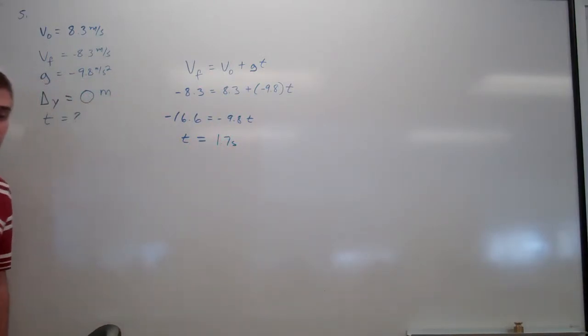That's how long it's in the air for to go up and down. There's lots of different ways to do this problem. You could also figure out how long it takes to go up and multiply it by 2 to figure out how long it takes to go up and down. So the time it takes to go up is going to be equal to the time it takes to go down if it's coming back down to the same height. Does that make sense?